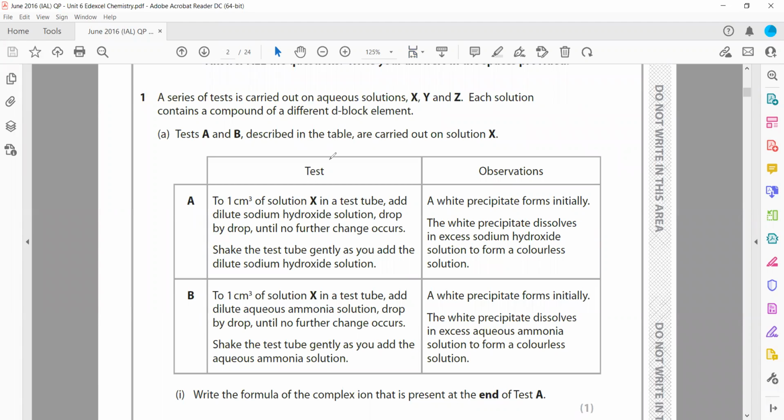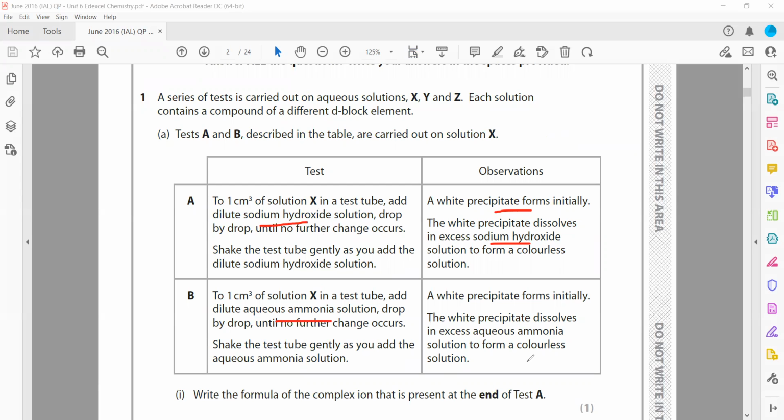A series of tests is carried out on aqueous solutions X, Y, and Z. Each solution contains a compound of a different d-block element. So all of them contain a d-block element. Tests A and B described in the table are carried out on solution X. 1 cm³ of solution X in a test tube, we add sodium hydroxide until no further change. The white precipitate dissolves in excess. And then we add aqueous ammonia and again the white precipitate dissolves in excess.